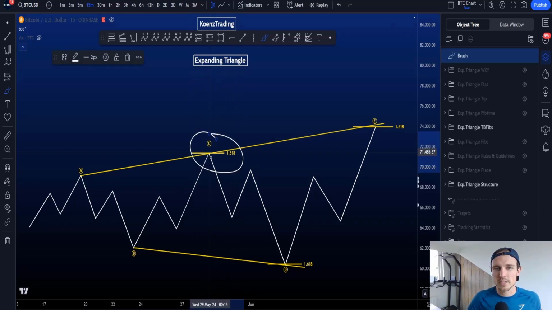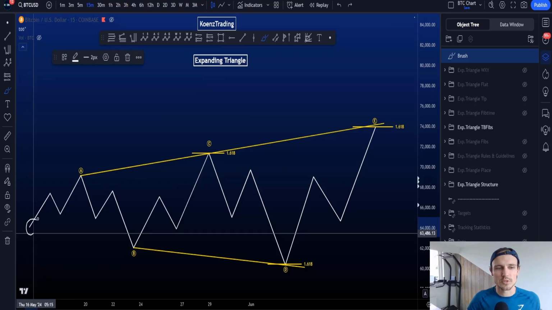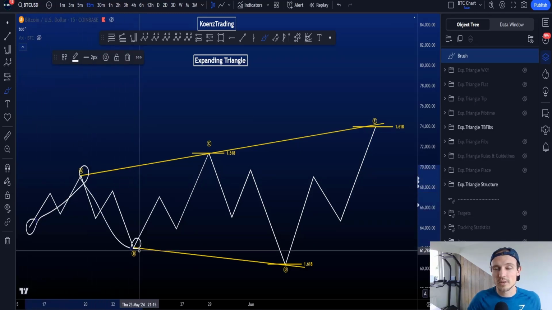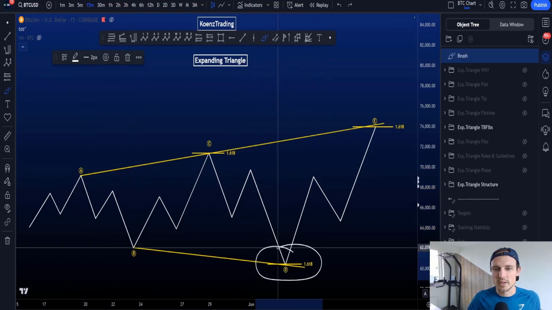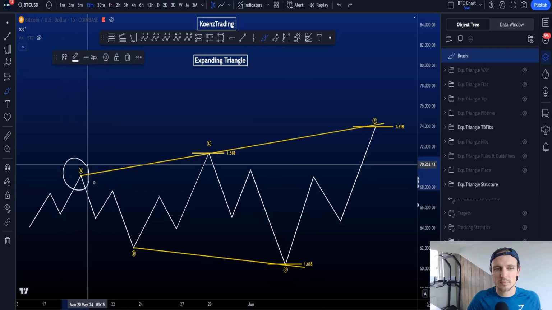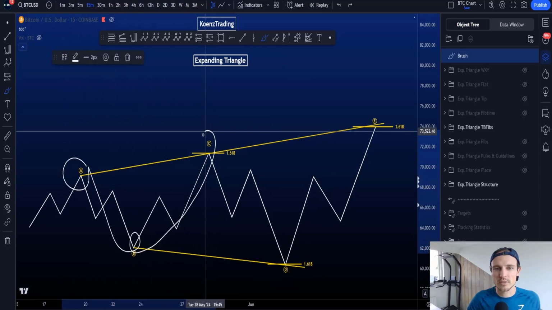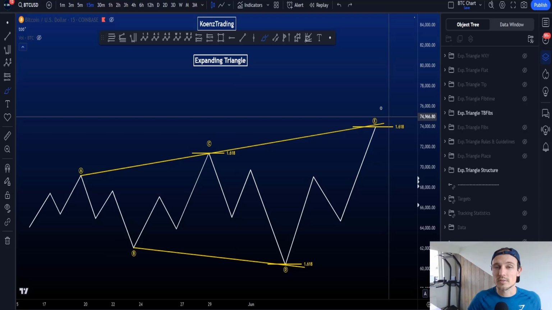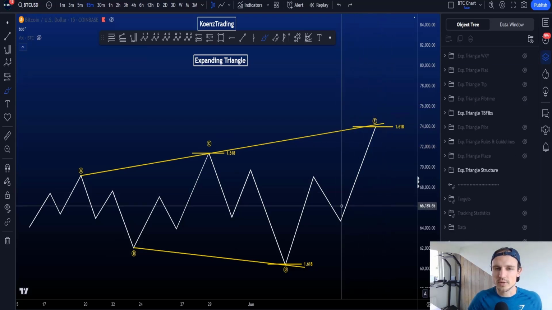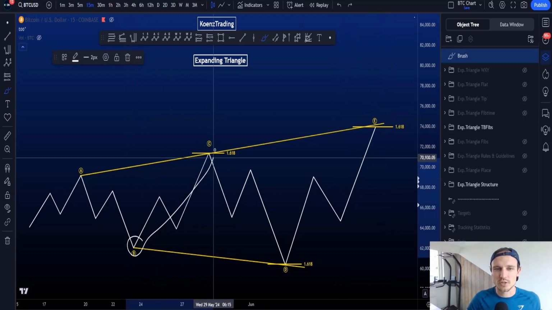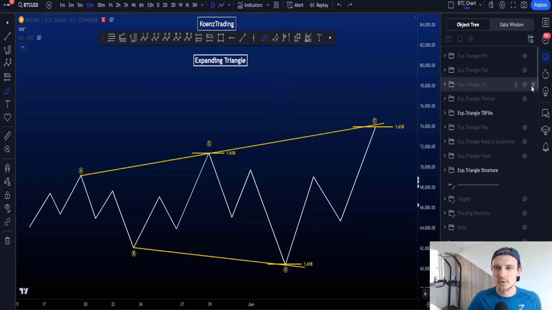For a wave C, you take the 1.618 from the start to the end of A to the end of wave B. For a wave D, you take the trend-based fib from the start to the end of B to the end of wave C, and for your wave E, you take the trend-based fib extension from the start to the end of C to the end of your wave D.